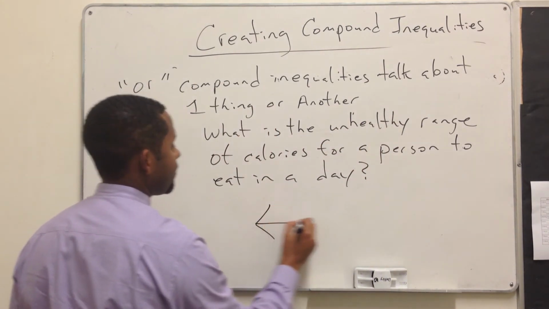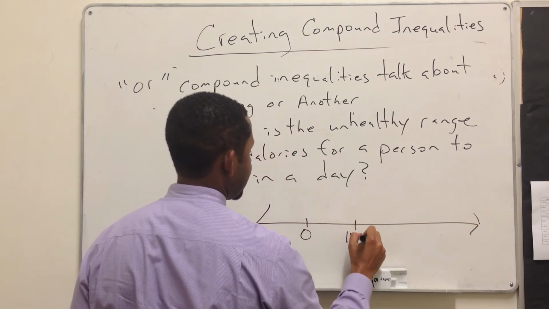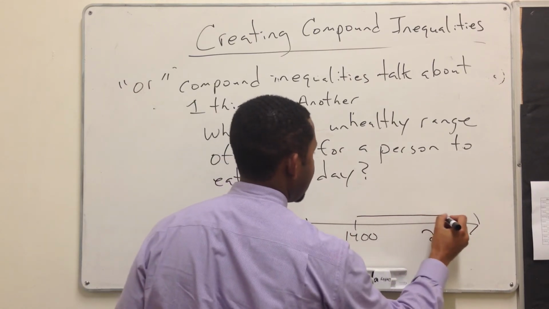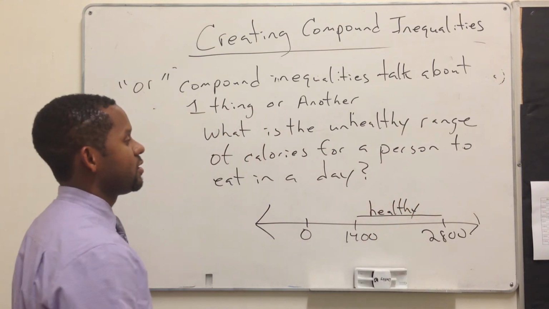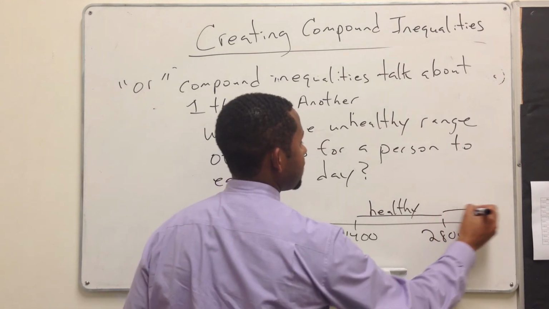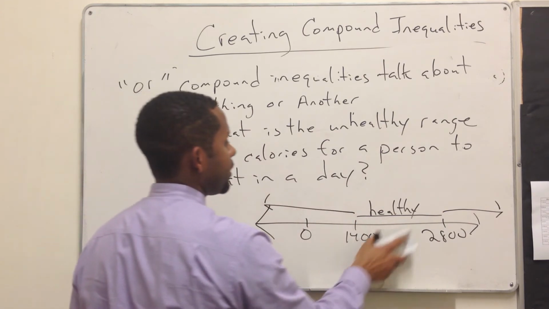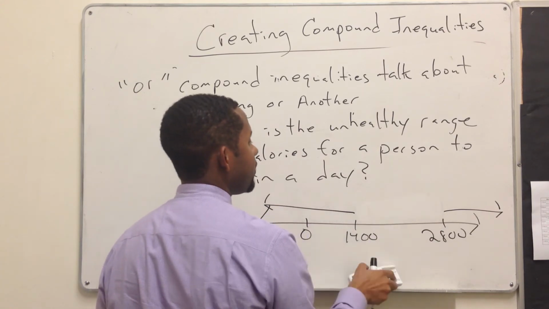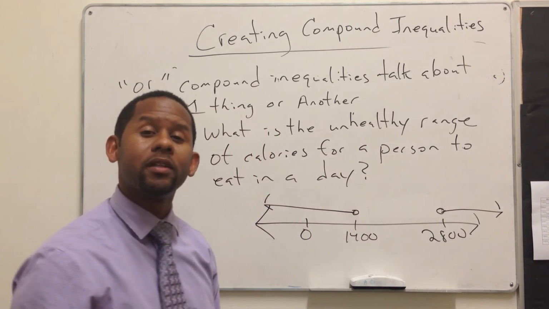So let's look at this. Here's 0, here's 1,400, here's 2,800. In between these is healthy. That's what they suggest, right? So unhealthy would be outside of these, from here and here. So we'll get rid of this healthy part. The only question you should be asking yourself is, are these dots on 1,400 and 2,800 open or closed?